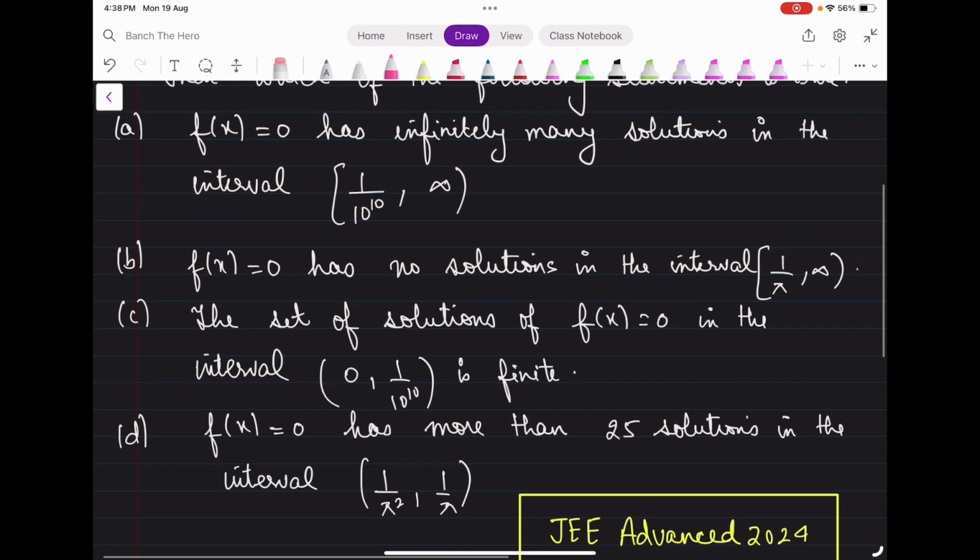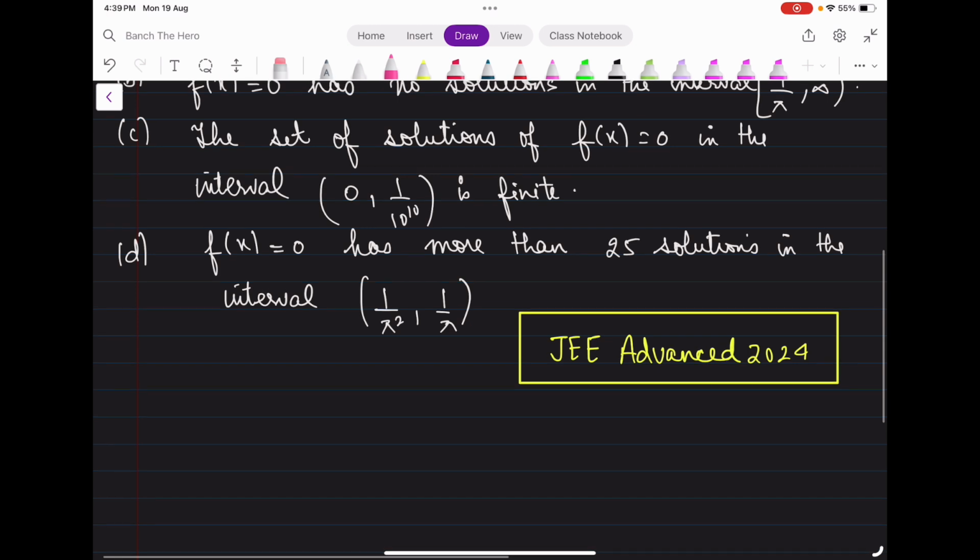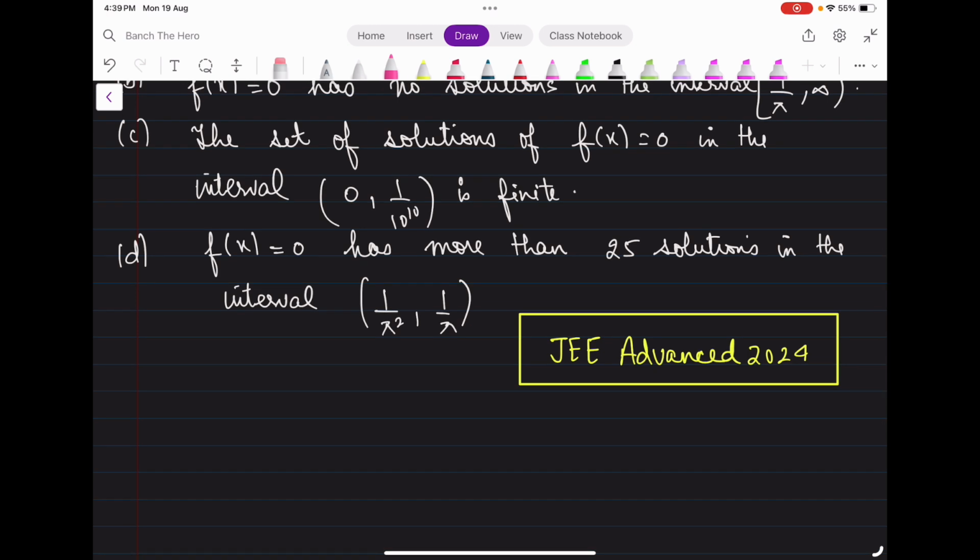Statements are like this: f of x is equal to 0 has infinitely many solutions in the interval 1 by 10 raised to power 10 comma infinity. F of x is equal to 0 has no solution in 1 by pi to infinity. Third option: the set of solutions of f of x is equal to 0 in the interval from 0 to 1 by 10 raised to power 10 is finite. And the last, f of x is equal to 0 has more than 25 solutions in the given interval. So this is the question which we have taken from JEE Advanced 2024.